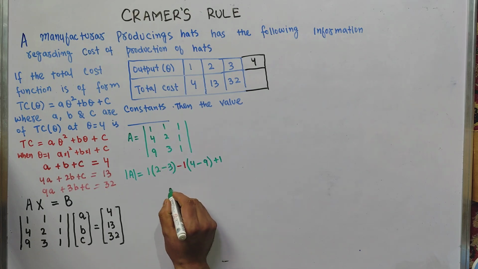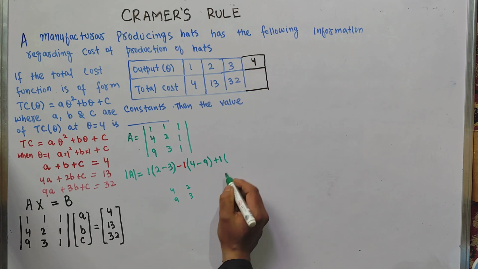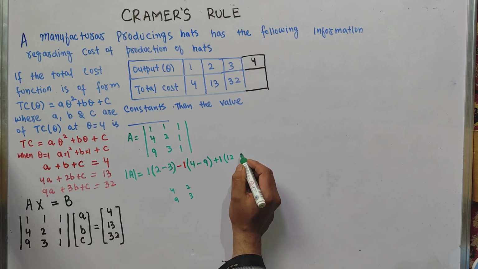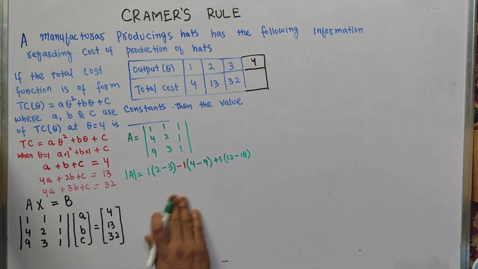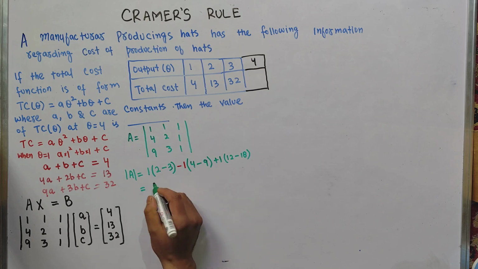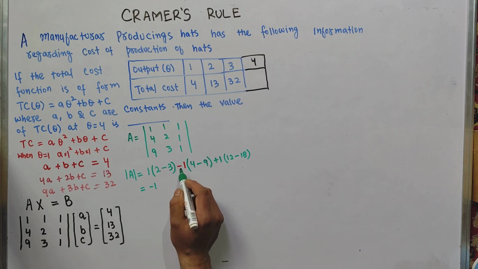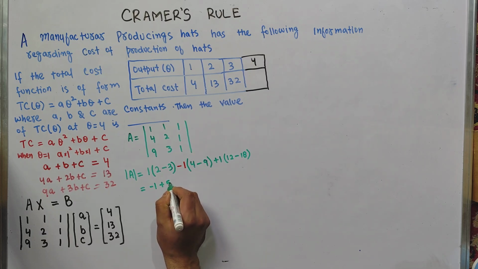So the remaining elements are 4, 2, 9, 3. Four 3s are 12 minus nine 2s are 18. Then we solve this. Here you can see 2 minus 3 is equal to minus 1. We have 4 minus 9 is minus 5. Minus 5 into minus 1 is plus 5.